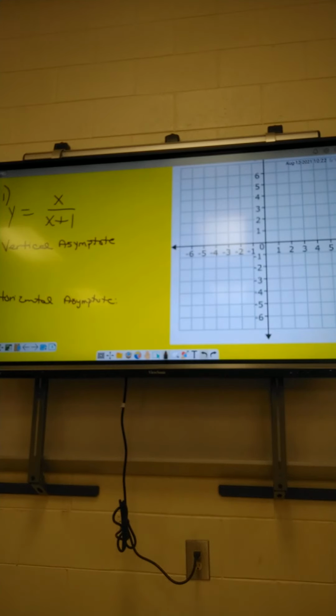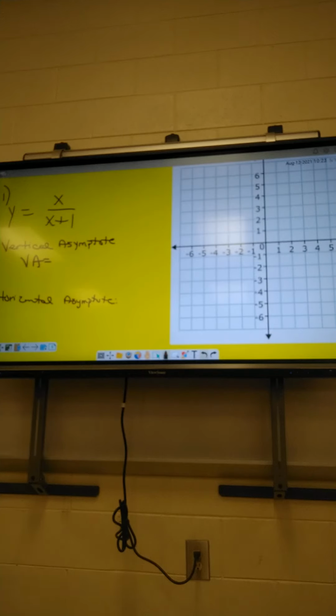All right, look at number 1. The first thing you have to find, now what's different about this problem from the other ones? We've got a fraction that we have to graph. The first thing you want to find is something called the vertical asymptote. You can just write VA. You don't have to write out the word.